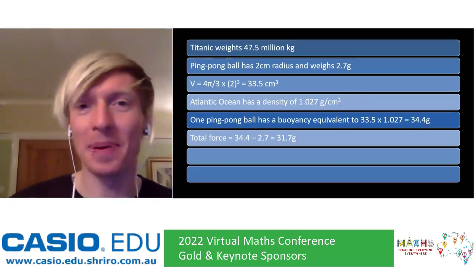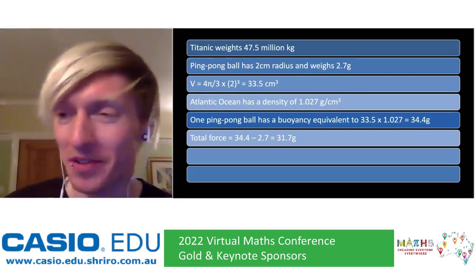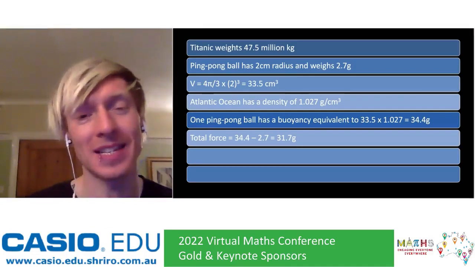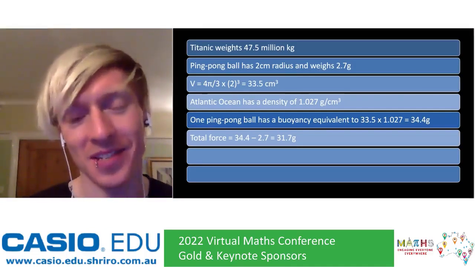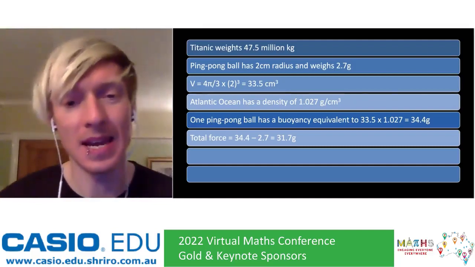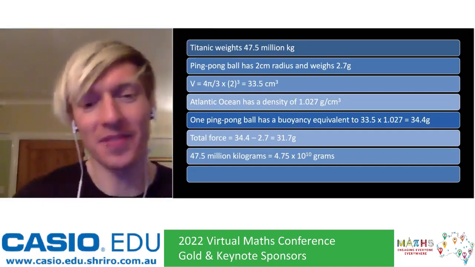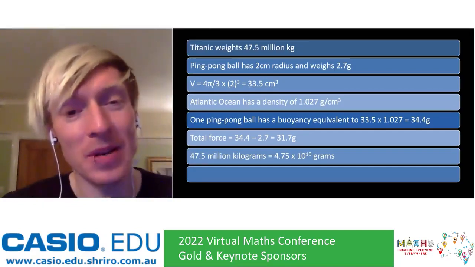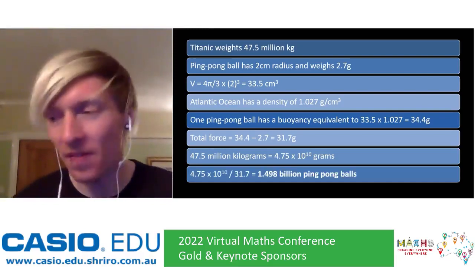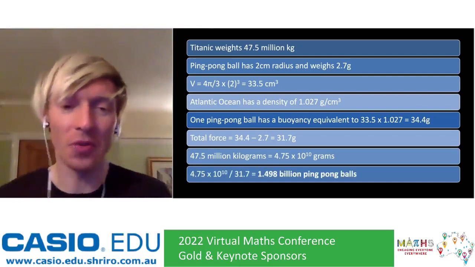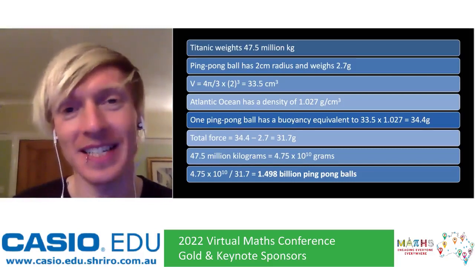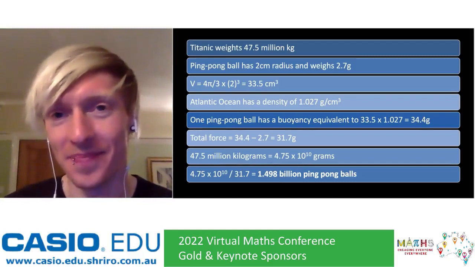Now, the final step, and I mentioned this right at the start of the talk, we've come full circle, is we need to look at the units because we need to be able to compare things with the same units. So we need to turn 47.5 million kilograms into grams. So it's 4.75 times 10 to the 10. And then we just simply divide that by 31.7 to give us the final answer of 1.498 billion ping pong balls required to lift the Titanic to the ocean surface.